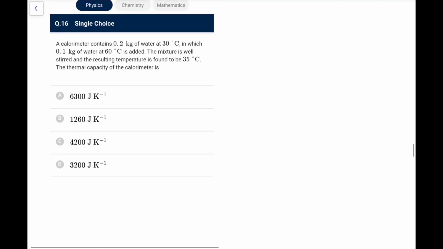Next, a calorimeter contains 0.2 kg water at 30, in which 0.1 kg of water at 60 is added. The mixture is well stirred and the resulting temperature is 35. The thermal capacity of the calorimeter is, okay, the answer is in joule per Kelvin. That means you do not need to calculate the mass, it is joule per Kelvin only. So what I can say, the Q taken by calorimeter plus Q of water in calorimeter would be equal to Q lost by hot water. That is what we can say.